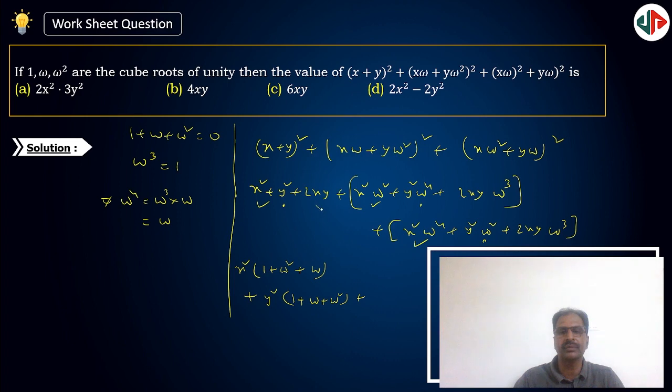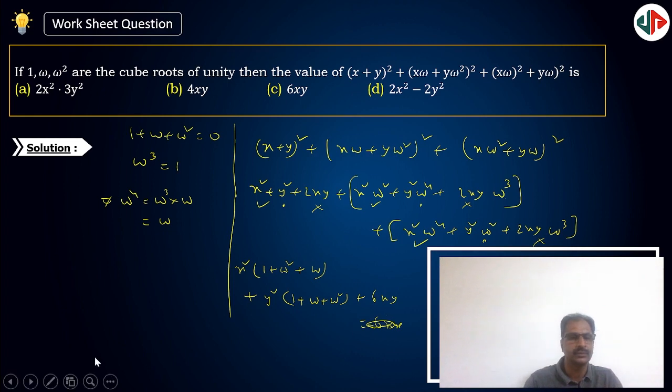Next, what are the terms left out? 2xy, omega cube is 1. Here also 2xy, here also 2xy. So altogether 6xy. And 1 plus omega plus omega square is 0. So final answer is 6xy. So this is equal to 6xy. Option C.